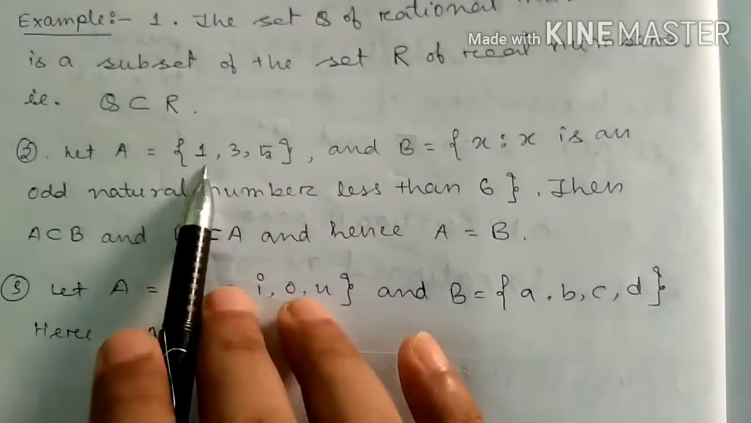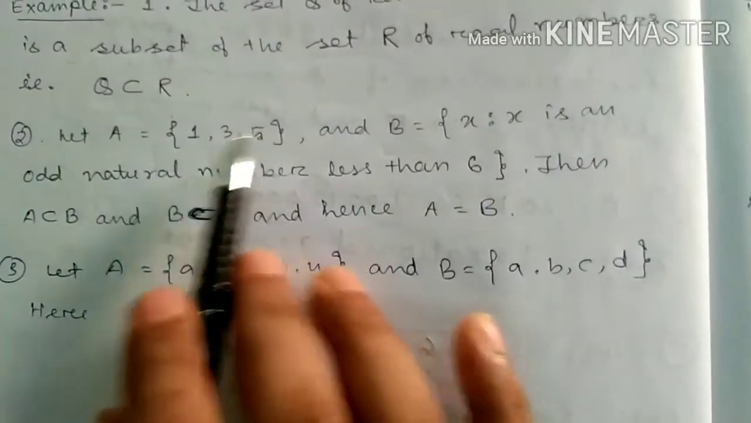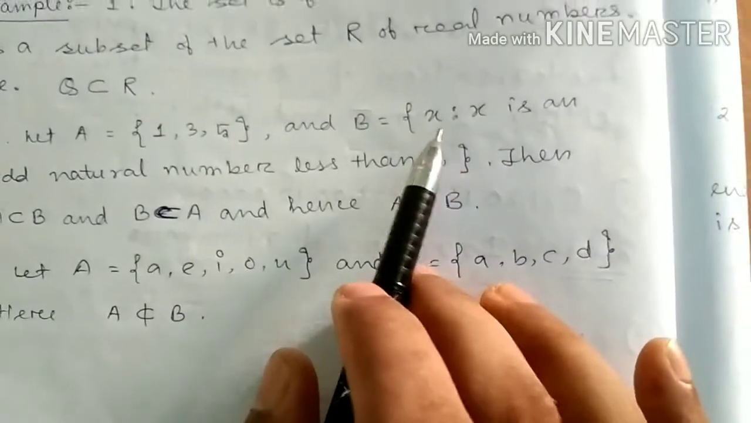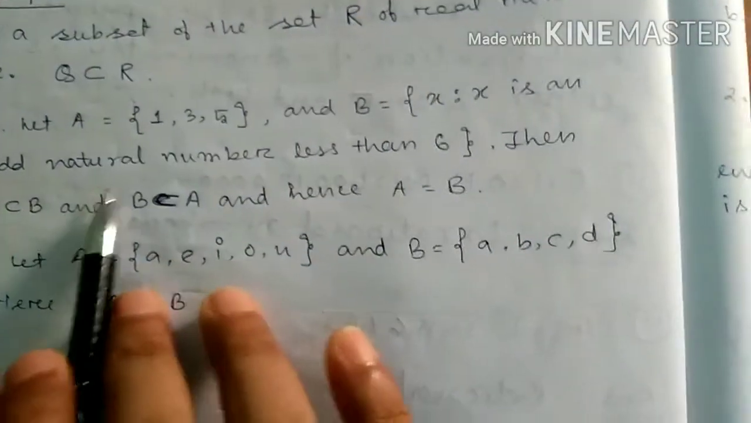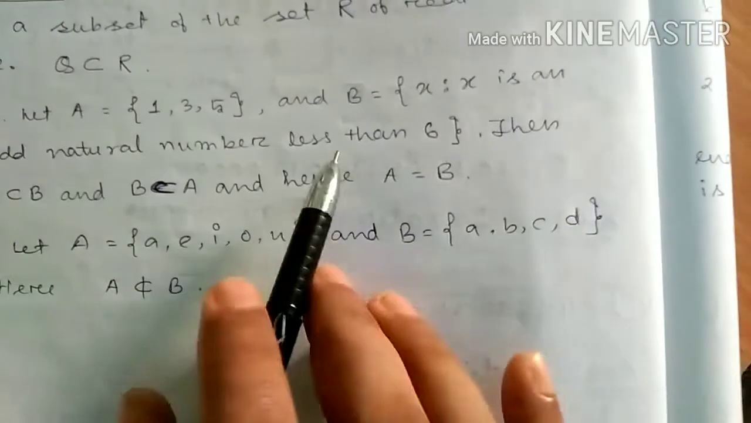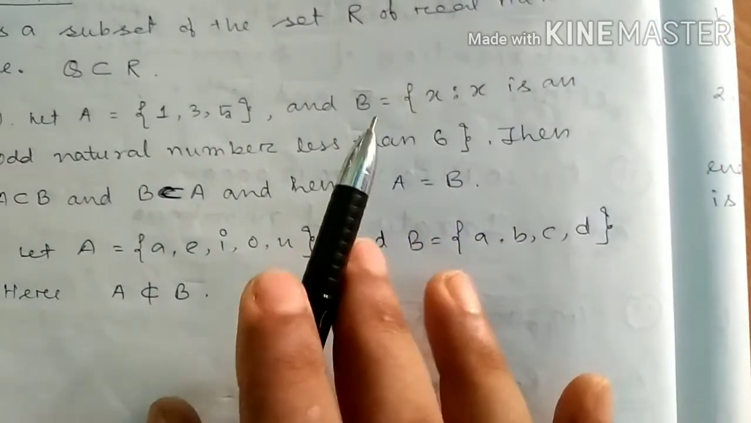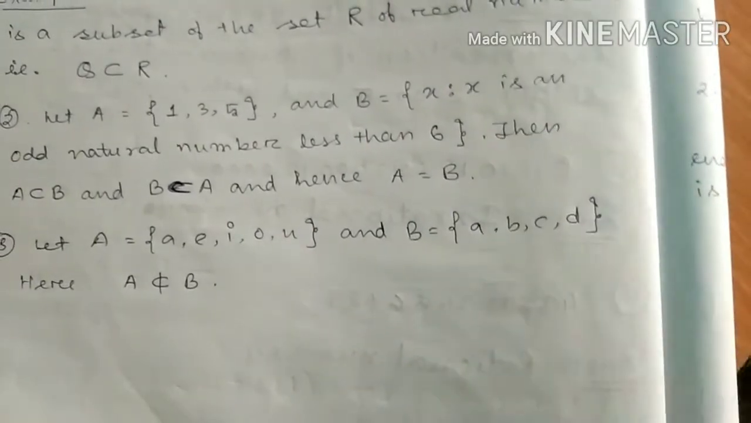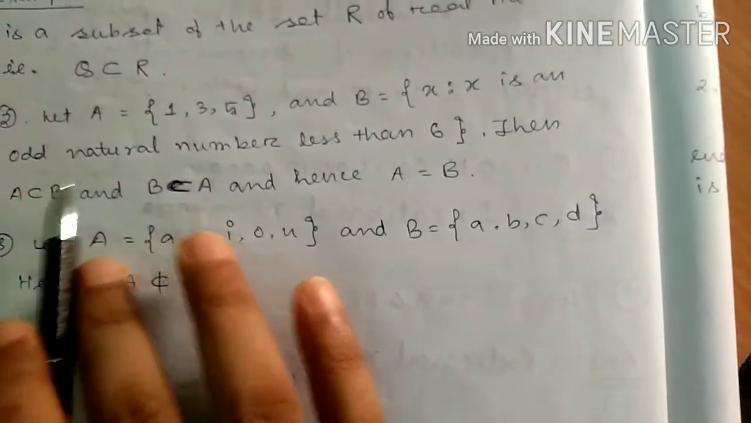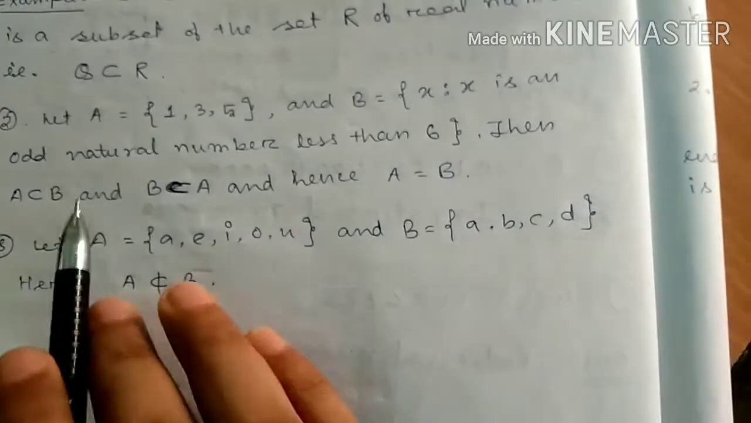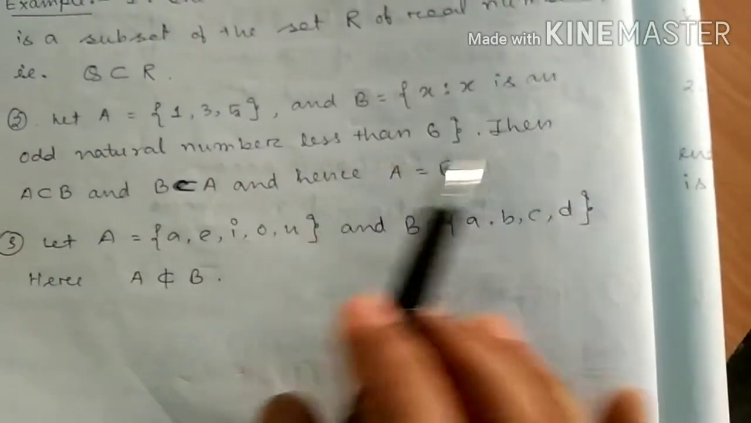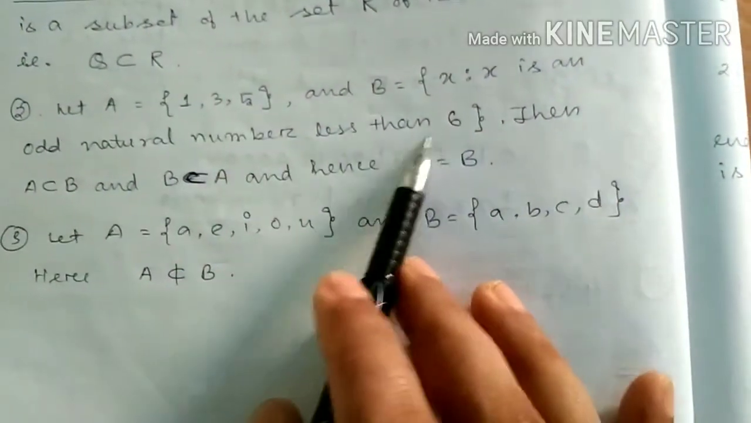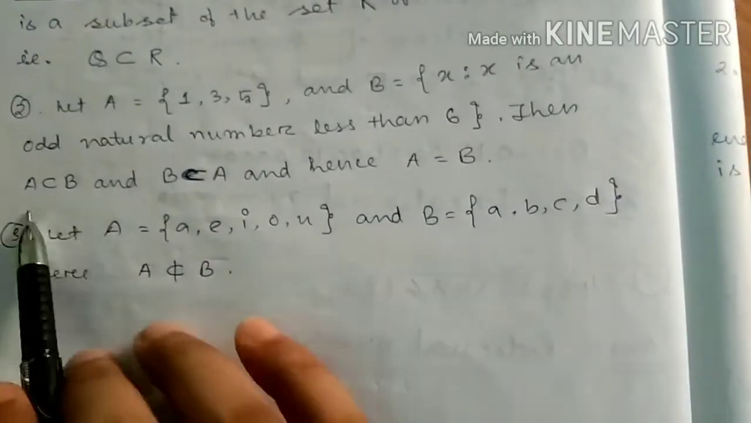Let A equal to {1, 3, 5}. Set A contains 3 elements: 1, 3, 5. And set B contains x such that x is an odd natural number less than 6. What are the odd natural numbers less than 6? Odd means not divisible by 2, so 1, then 3, then 5. Then A is a subset of B because 1, 3, 5 all lie in set B. So therefore A is a subset of B.